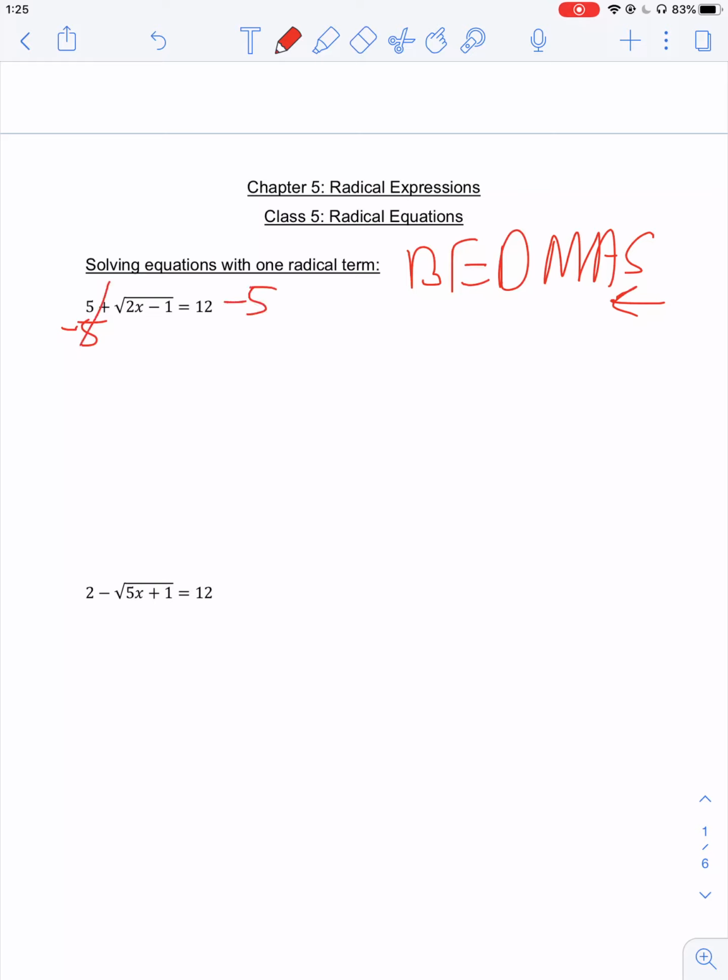So this disappears. So that leaves me with square root of 2x minus 1, right? And 12 minus 5 is 7. Now, there is no multiplication. Be careful, guys.